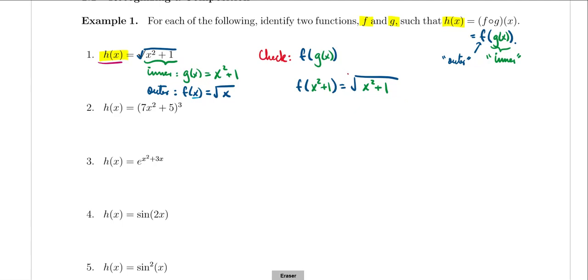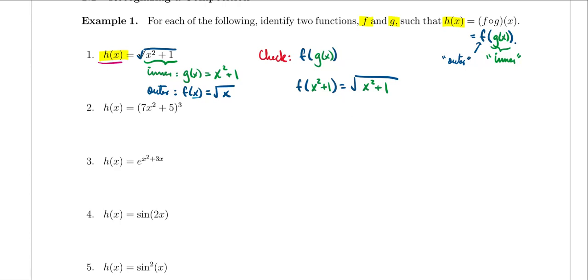Perfect. Now, if you're a little bit rusty on function compositions, I do recommend taking a look at the previous recordings on the review for function compositions to help you feel more comfortable with the material. Okay, let's take a look at the next function.